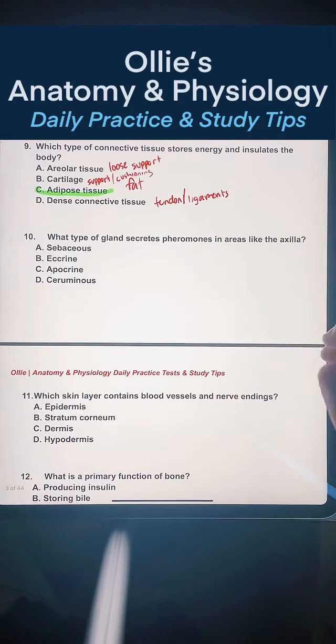All right. Number 10, what type of gland secretes pheromones in areas like the axilla? And bonus if you can tell us what the axilla is.